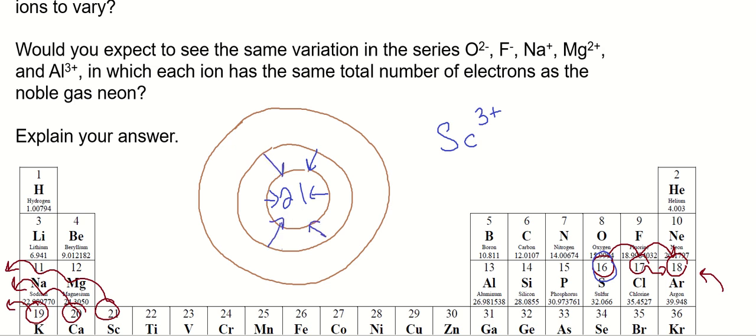I'm not going to draw 18 arrows, but I'll draw a few of them. All right, so all those 18 electrons are going to be more closely pulled into the nucleus. So therefore it's going to be smaller.